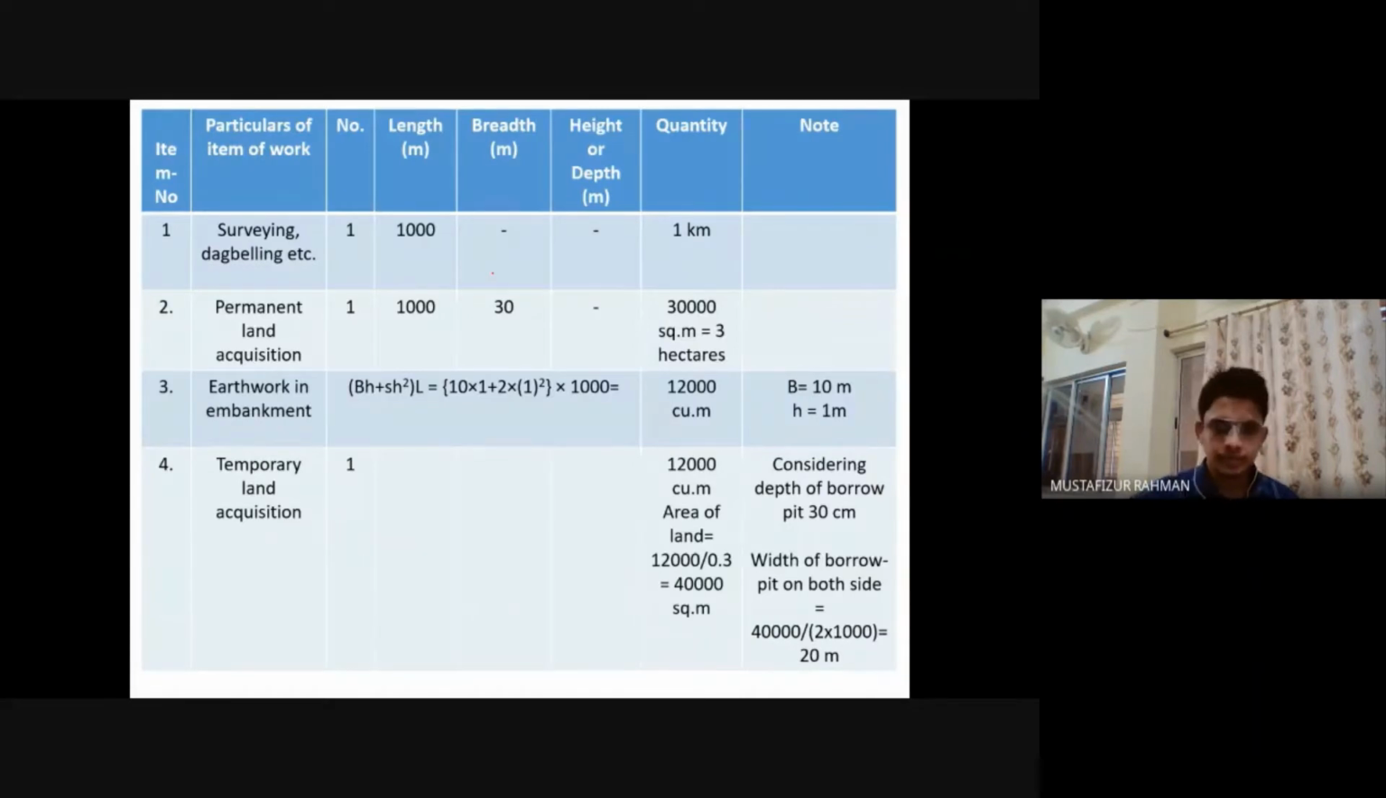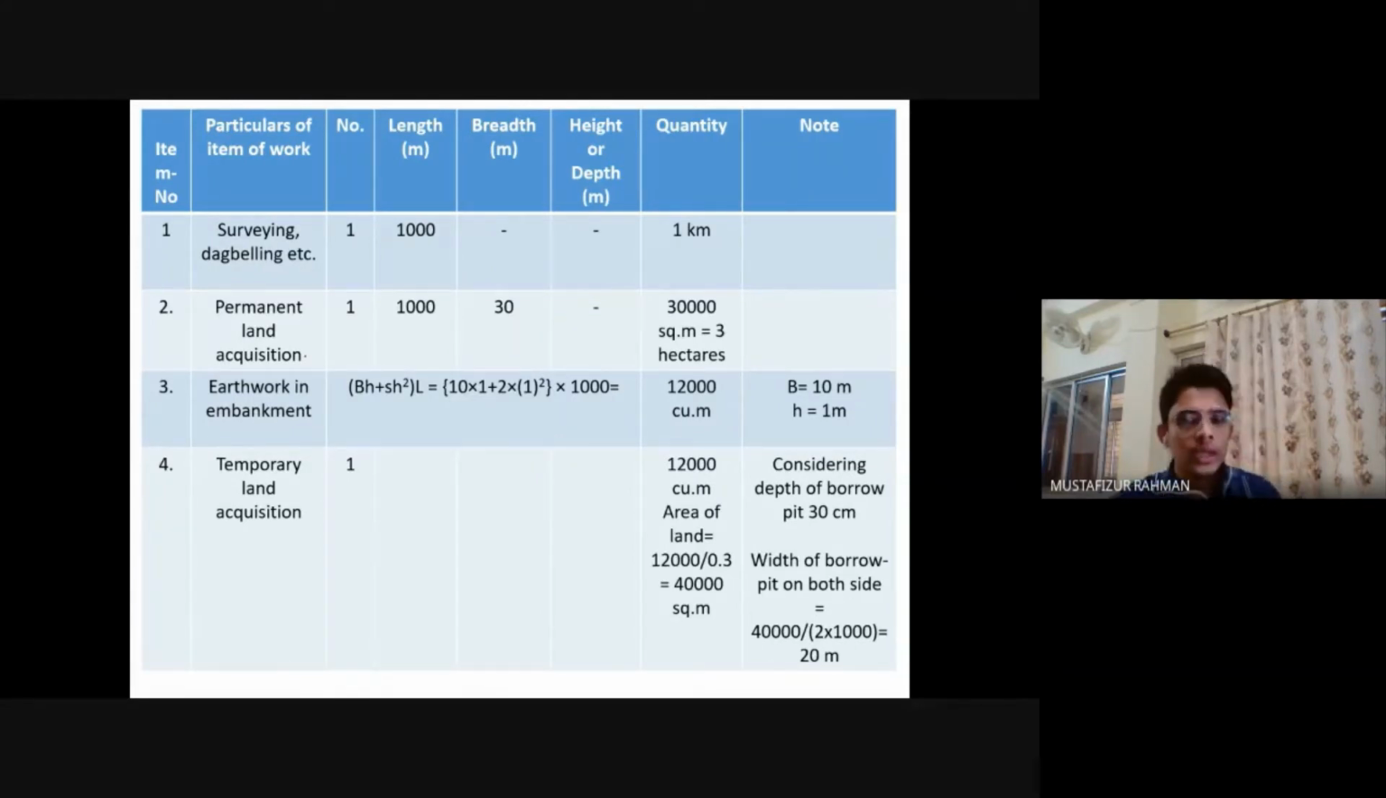Now, what is the first thing we need to do for this preparation of road? We have to do surveying, we have to do leveling, etc. We already know we have to do survey, and we will have to fix the center line of the road. And those center lines are to be marked with some items. And that is doubling. We are marking the center line of the road to be constructed with the help of surveying. The surveying and doubling work are to be done for 1,000 meter.